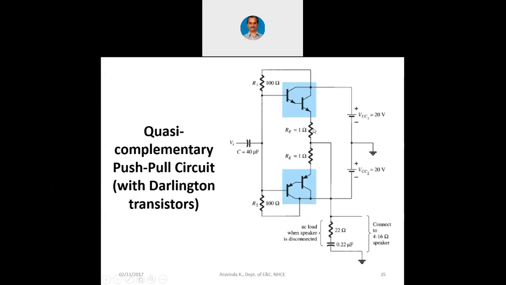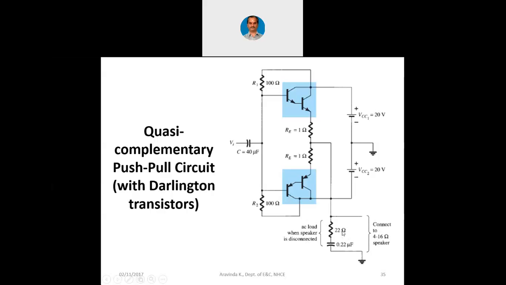And there are these emitter resistors here. At the junction we can connect a load. Here he is showing that AC load when the speaker is disconnected. We can connect a 4 to 16 ohm speaker across this. Now this AC load is connected when the speaker is disconnected.